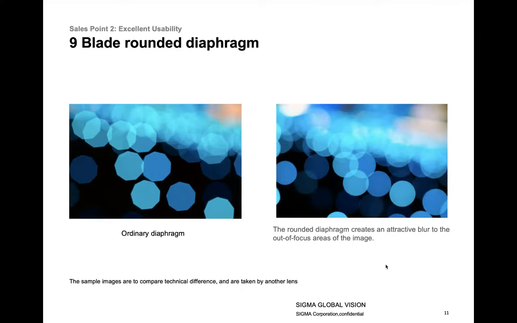9-blade round diaphragm. On the picture itself, you can see it very clearly. On the left-hand side, you can see a hexagon shape. So how many blades are there? It's 8 blades. On the right-hand side, you can see the ring clearly because of 9. So when we increase the number of blades, you get a good round shape. But when there are up to 8 or 6, you will get this type of pictures. It won't give a ring shape.